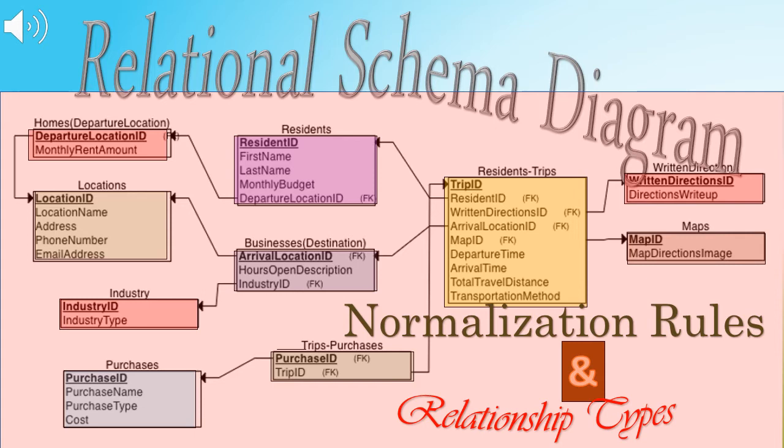The next relationship is with the trips purchases table, which is related both to the purchases and resident trips tables. Trips purchases has a one-to-many relationship with the two other tables, because trips purchases is a linking table to break down the many-to-many relationship between purchases and resident trips, as one can make numerous purchases on many trips.